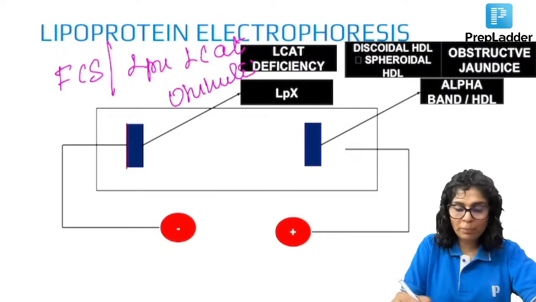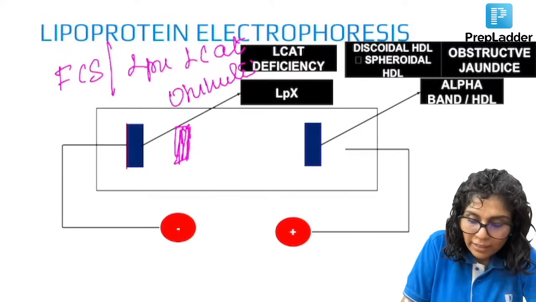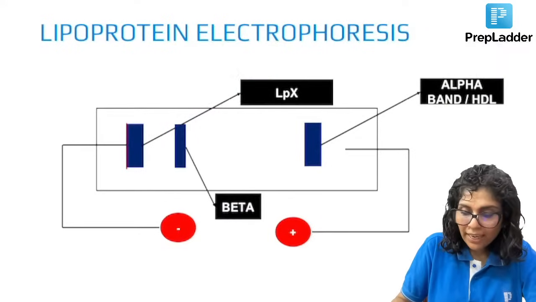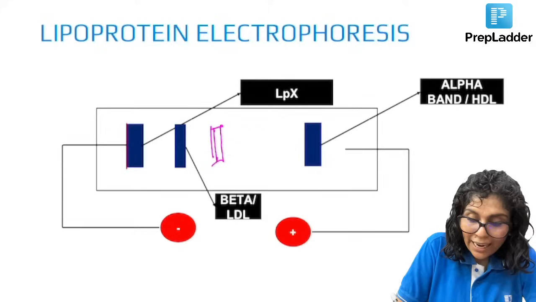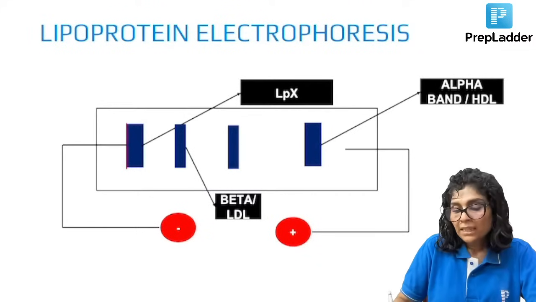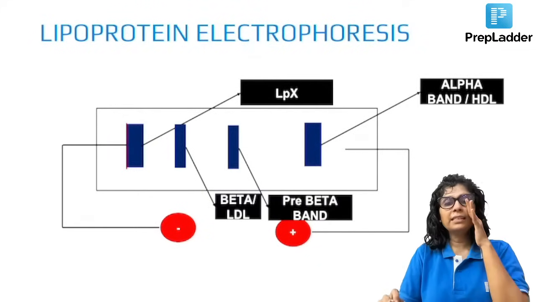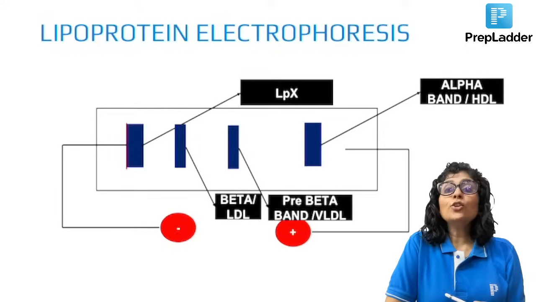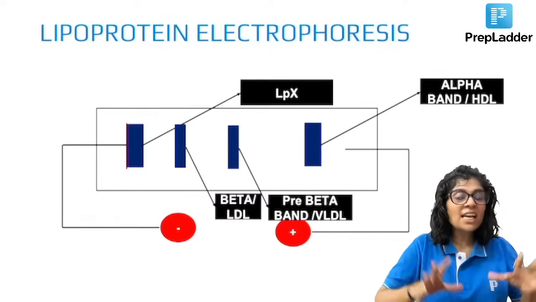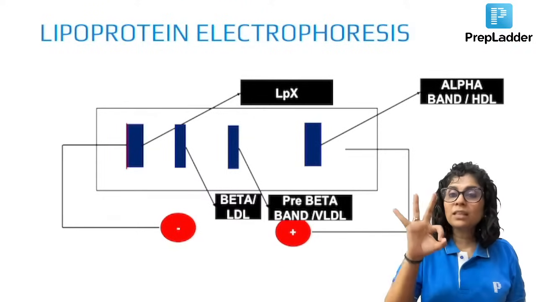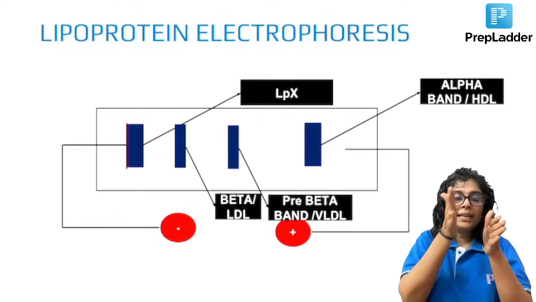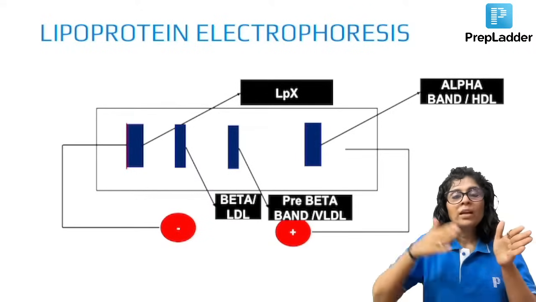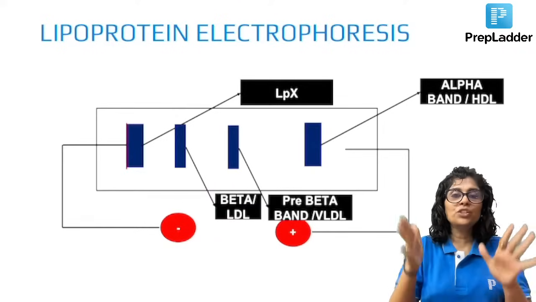Apart from this band at the point of application, closer to it you will see a beta band. This beta band is because of LDL. The band that moves ahead of the beta band is called the pre-beta band. This pre-beta band has VLDL. So in a normal person's lipoprotein electrophoresis, we see three bands. The first band, farthest from the point of application, is the alpha band or HDL. Relatively closer is the beta band or LDL. Between the alpha and beta bands, you see a pre-beta band, which is VLDL.